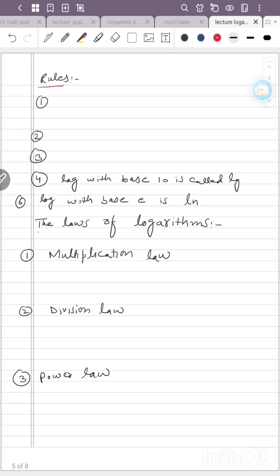Okay, dear friends, now we have to discuss the rules. What are the rules of the logarithm? We have to discuss one rule before we solve some more questions.